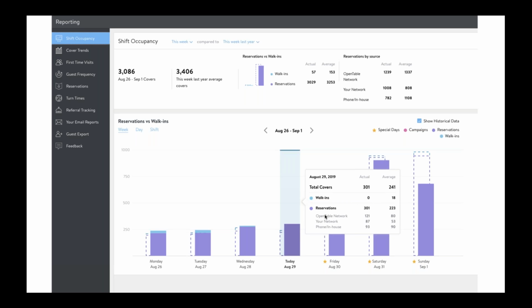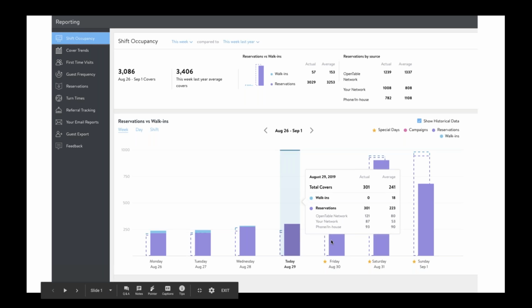So reservations 301, and it also breaks down the sources of where those reservations came from. You can see that 121 versus 80 for an OpenTable network. Your network is much better. Actually, for today it is better than what we did last year as well. So on an overall basis, we're doing quite well today.